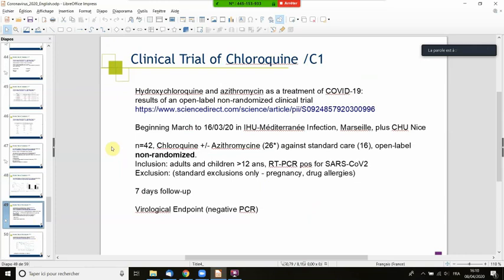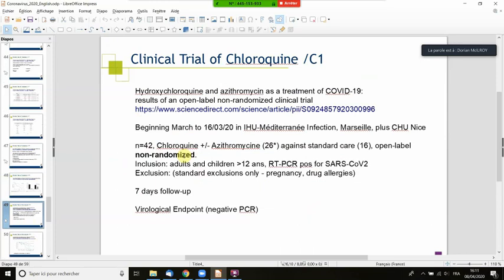Okay, study in Marseille with Didier Raoult. This is from the beginning of last month, recruiting up to the middle of March, published right at the end of March, so very quickly written up. They have 42 patients, 26 in the chloroquine group with or without this antibiotic, azithromycin, against standard care, open label. Patients and clinicians know who is getting what, and non-randomized.